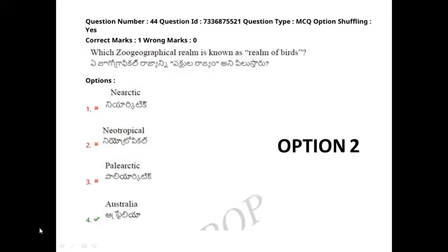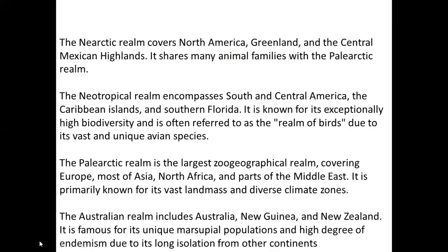Next, a general question: which zoogeographical realm is called the realm of birds? The realm of birds is the Neotropical region, not the Australian region. We call it the realm where you can see different kinds of birds, with different species present. So option 2 is correct, not option 4 as given in your answer key.